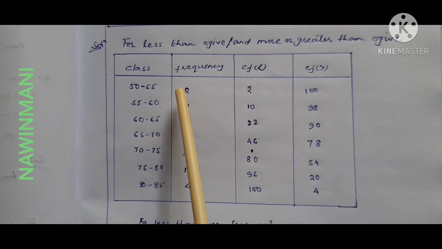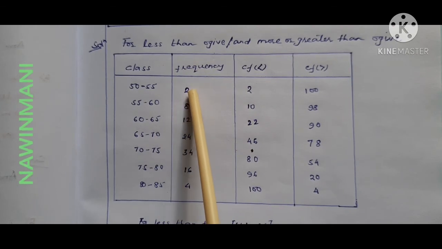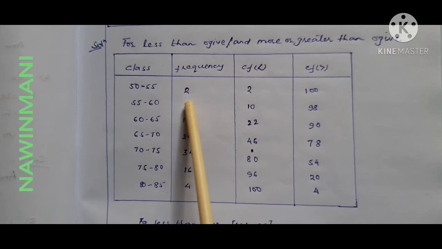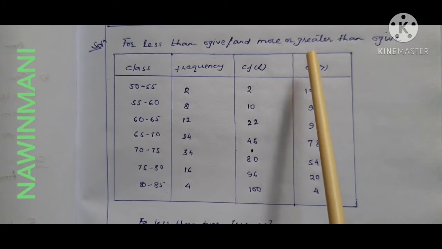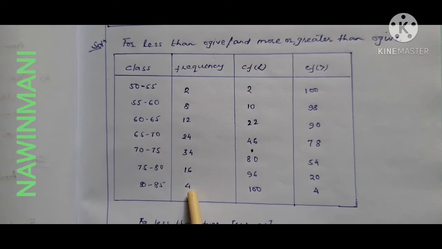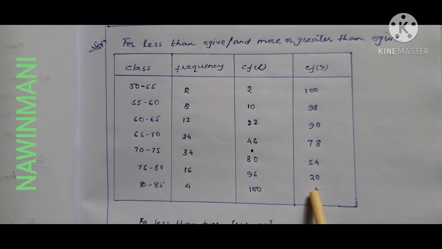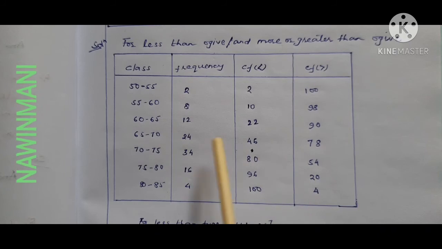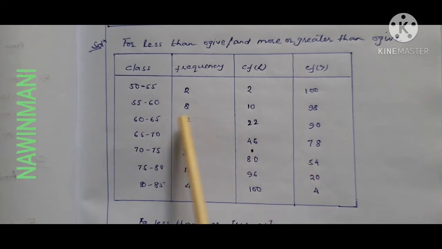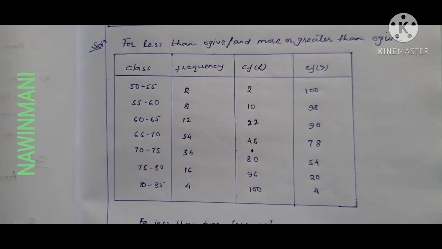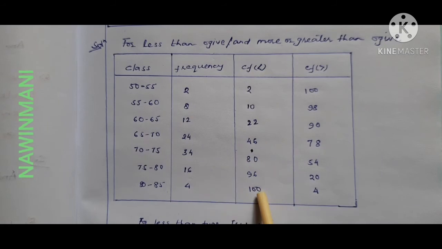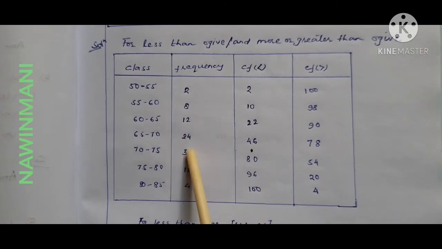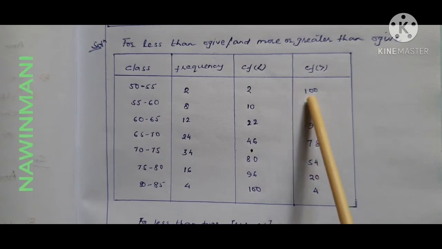It's very easy. From the frequency, go from the top. 2, then you add 2 plus 8, 10, 10 plus 12, 22, 22 plus 24, 46, and so on. And for greater than, what do you do? From the bottom we will go. 4 we keep here, then 4 plus 16 gives us 20, 20 plus 34 gives us 54, 54 plus 24 gives us 78, like that. So in less than type, if there is 100 as the total here, then in greater than type the 100 will be over here.